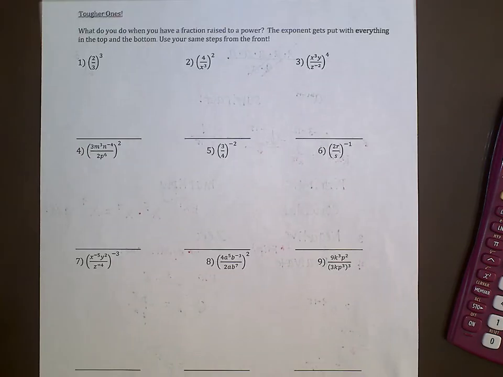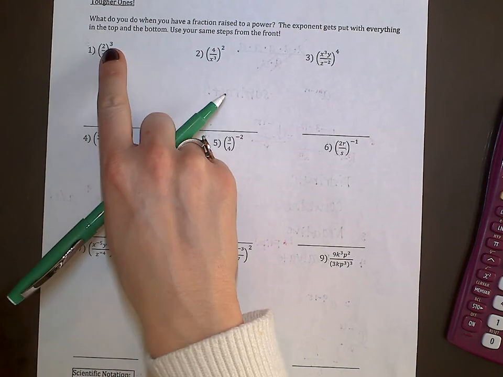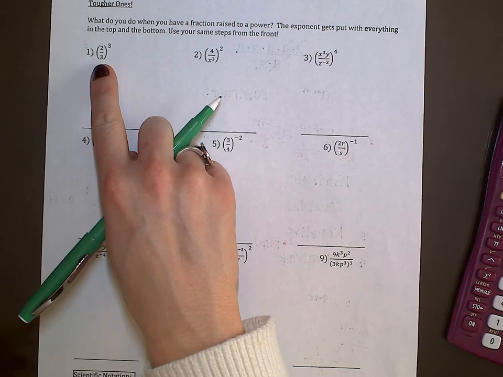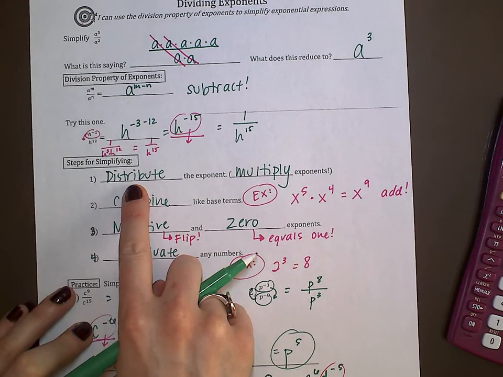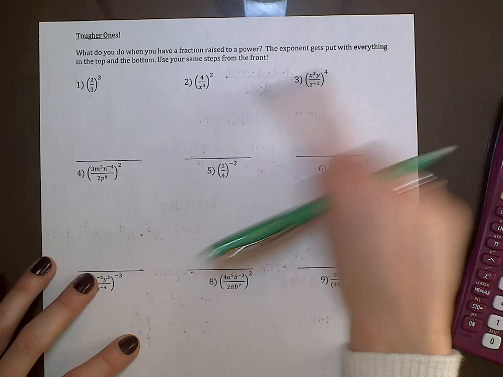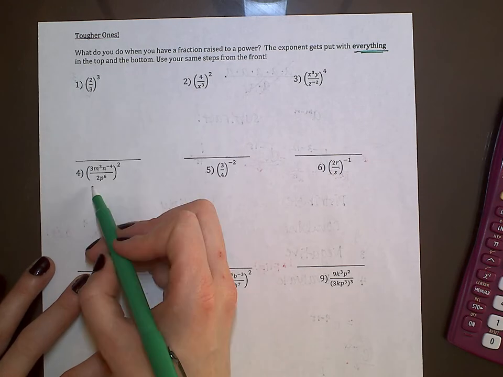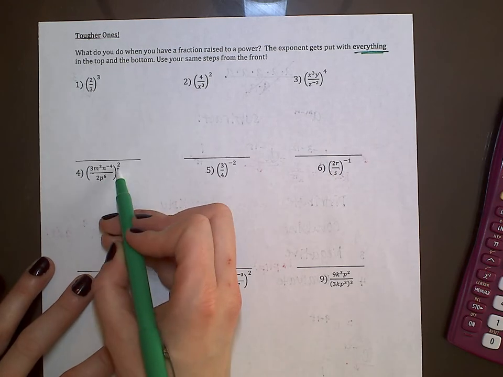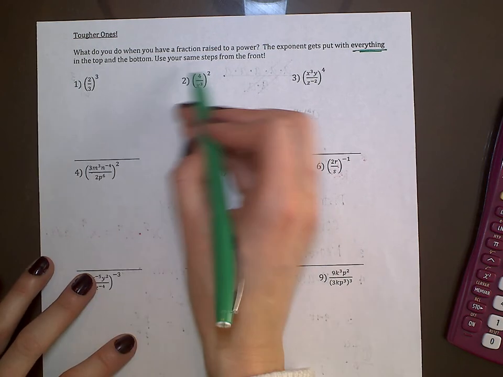All right, on the back, these are tougher ones. Now here's where you're going to have a fraction raised to a power, or parentheses are going to be involved. When you see this, you start with step 1 back here. You're going to distribute the exponent to every single term inside the parentheses. Everything is going to be raised to the 3rd power on this first one. Or number 4, everything inside the parentheses is going to be squared, even the stuff on the bottom. Just follow the same steps and you should be okay.